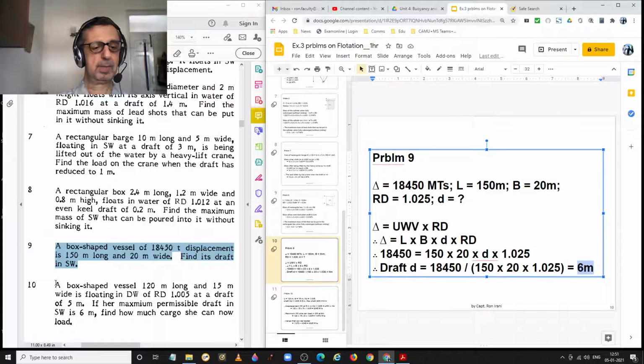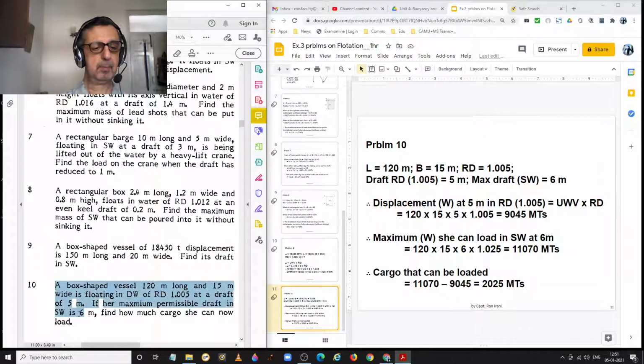Going on to the last problem, problem number 10 in this exercise. A box shaped vessel 120 meters long and 15 meters wide is floating in dock water of RD 1.005 at a draft of 5 meters. If her maximum permissible draft in salt water is 6 meters, find how much cargo she can load now.